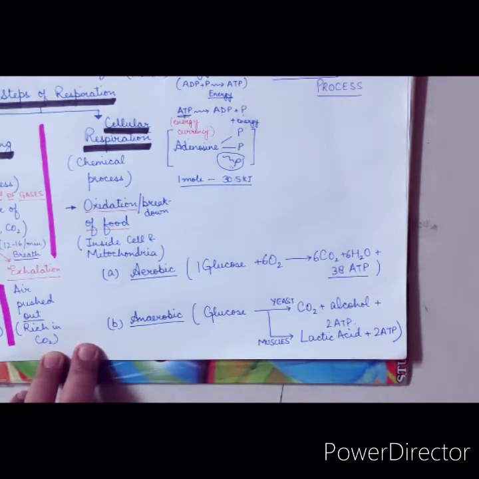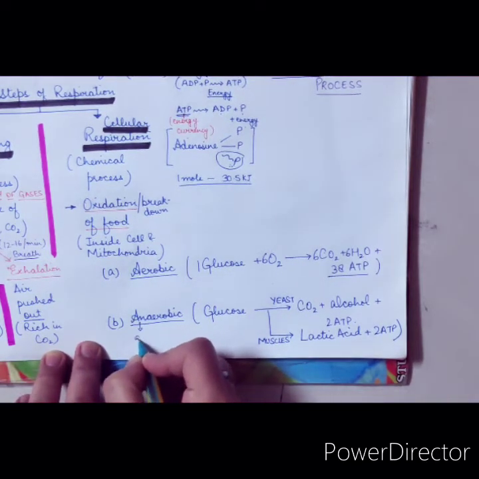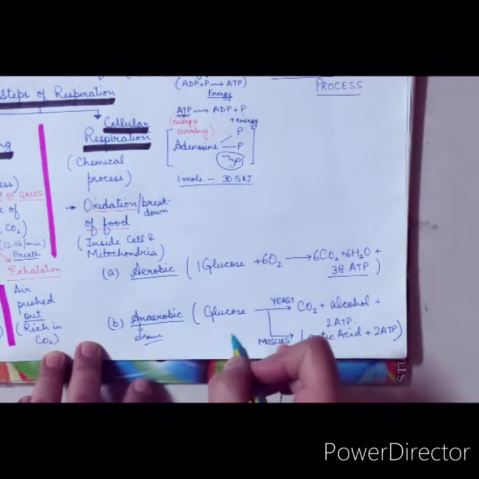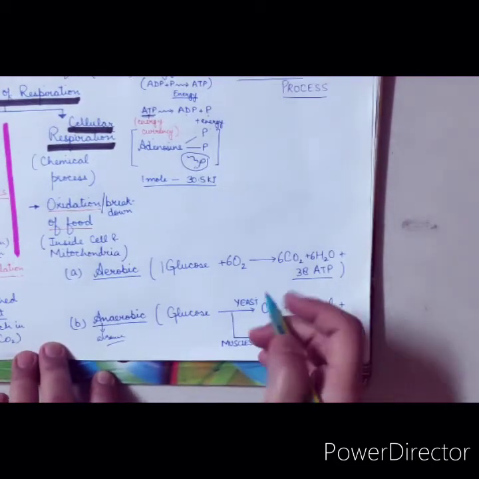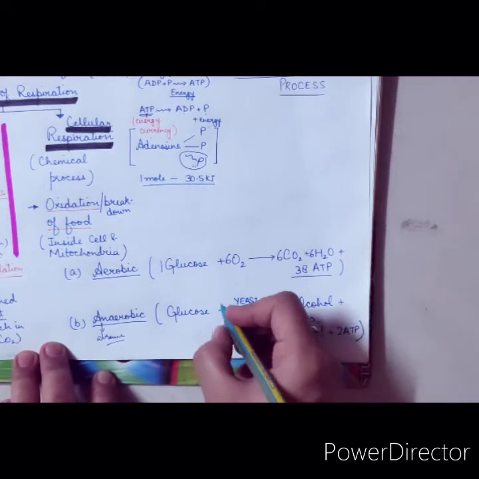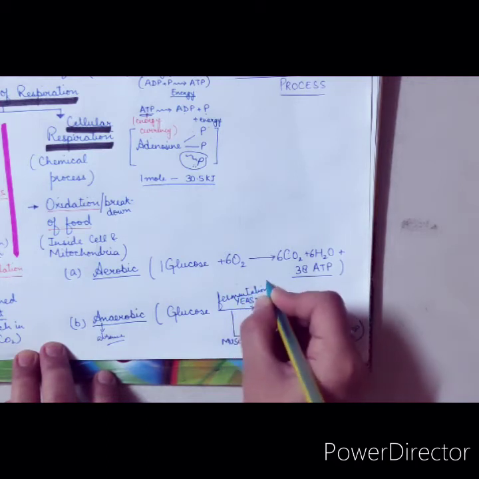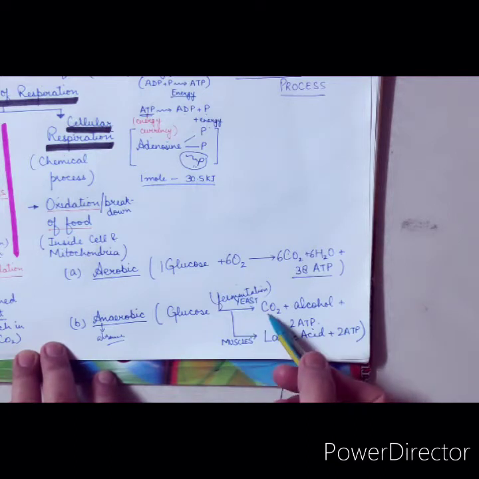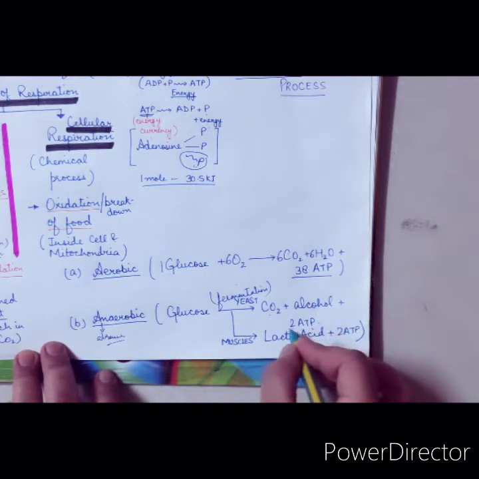The next type of cellular respiration is anaerobic. An means the absence, when oxygen is actually not present, still the glucose is broken down by some organisms like yeast, and this is known as the process of fermentation, which you have read in class 8th, that in the process of fermentation the glucose or any sugar molecule is broken down to release carbon dioxide and alcohol, which is generally ethanol, with release of 2 ATP.